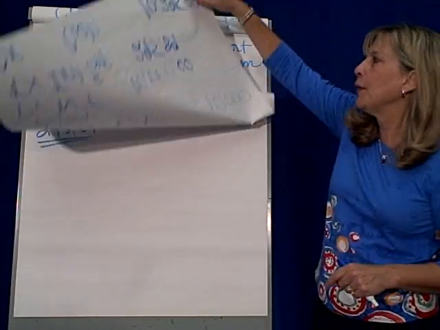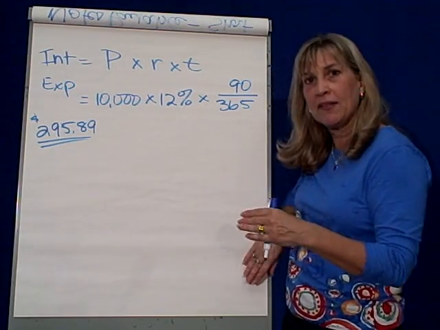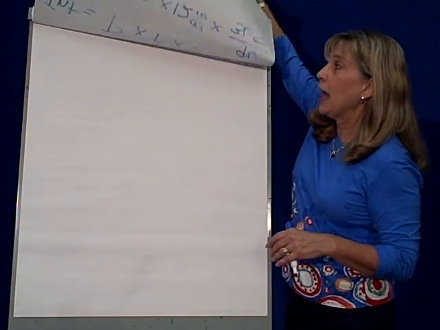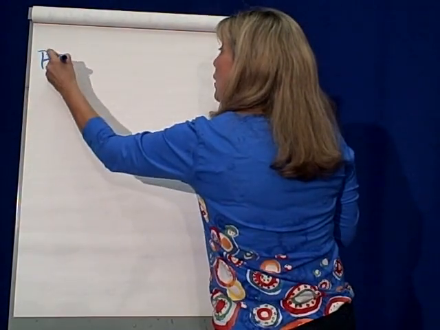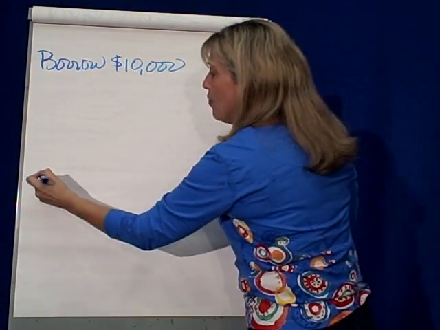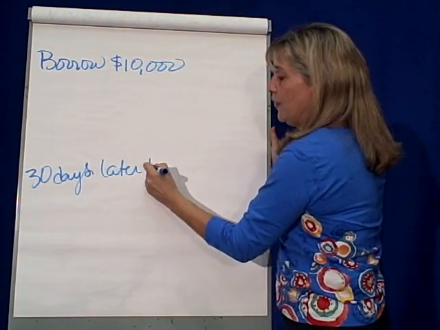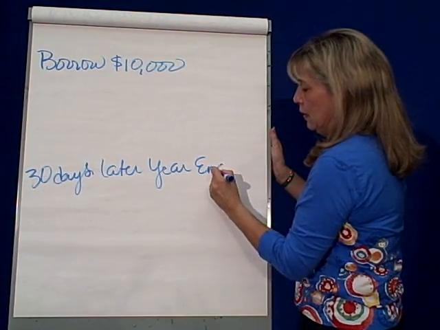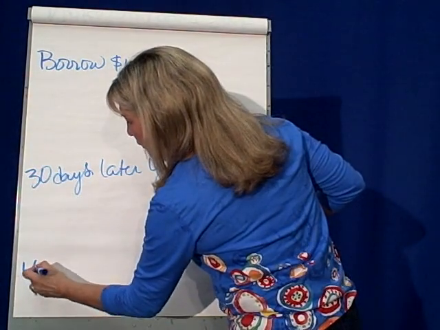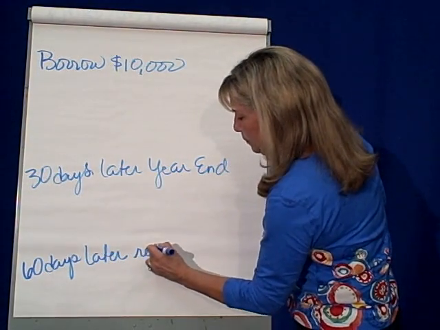But generally what happens is that we borrow the money, our year end is smack dab in the middle of it, and then we repay it in a following year. So let's take a look at how that happens. So let's say we borrow the $10,000, then 30 days later is the year end. And because this is a 90-day note, what's going to happen? Well, then 60 days even after that, we're going to repay it.